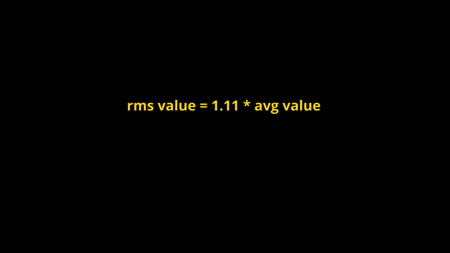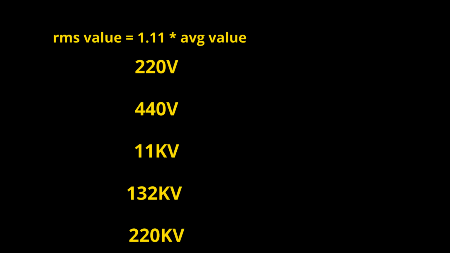So if you want RMS value, it is nothing but form factor into average value, where form factor is 1.11 for a sinusoidal signal. So always we will get RMS value in multiples of 1.11. So in power system, the RMS voltages we see are 220 volts, 440 volts, 11 kilovolts, 132 kilovolts, and 220 kilovolts. So one thing we have to remember is all these RMS voltages are multiples of 1.11.